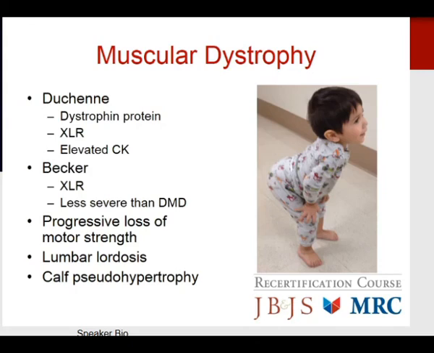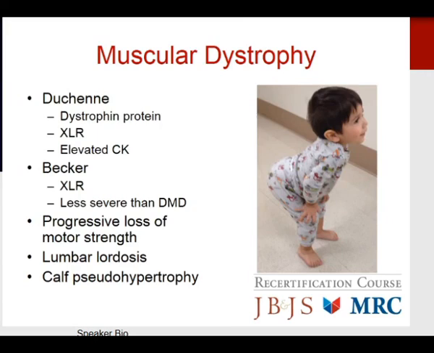Muscular dystrophy are inherited non-inflammatory conditions characterized by progressive proximal muscle weakness. Duchenne's muscular dystrophy is the most common and is due to a deficiency in the dystrophin protein. It is X-linked recessive, and frequently these patients will have elevated CK on examination. Becker muscular dystrophy, on the other hand, is also X-linked recessive, but is less severe than Duchenne's.